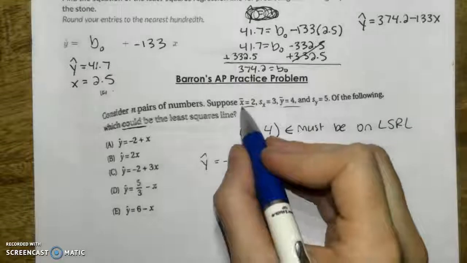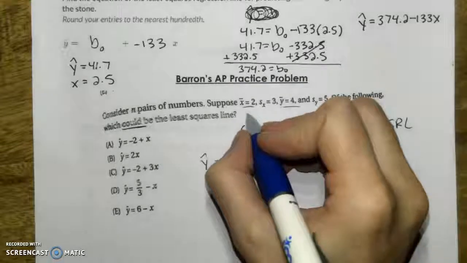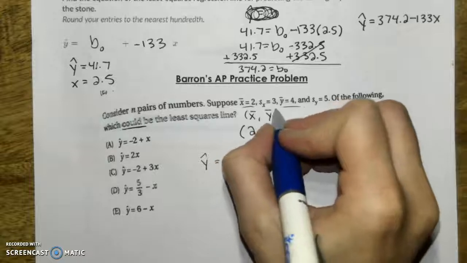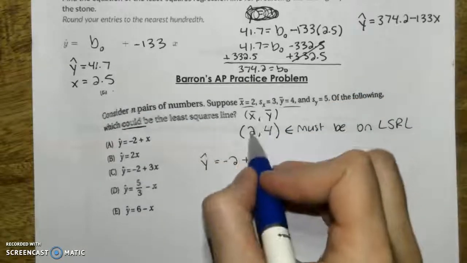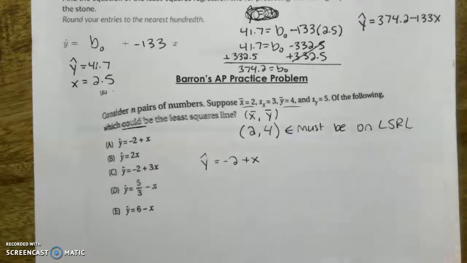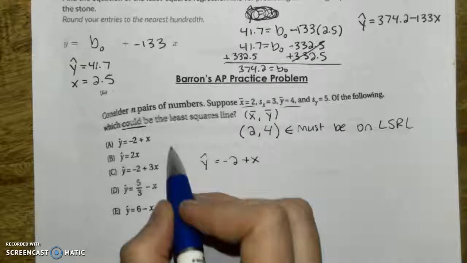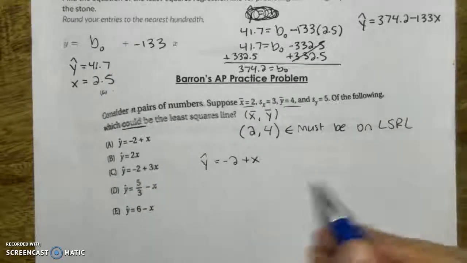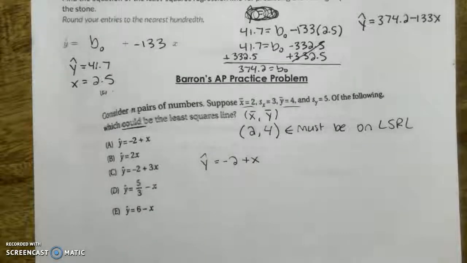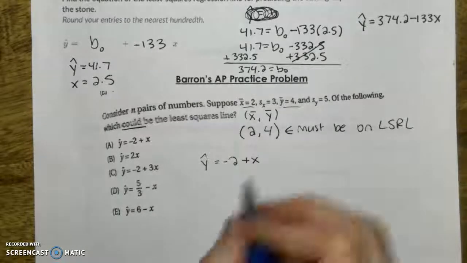All right, so I know I have an x bar and a y bar, right? So x bar, y bar has to be on my least squared regression line. It must. So I plugged in 2 for my x bar and 4 for my y bar. So automatically I know that this point needs to be on one of these lines. How do I figure it out? I plug the points in and see what works. So we'll be able to eliminate a few answer choices this way.